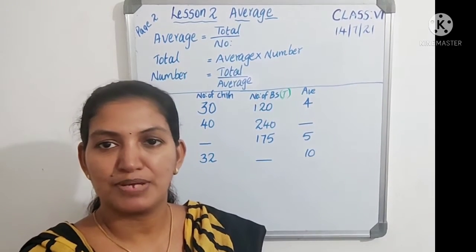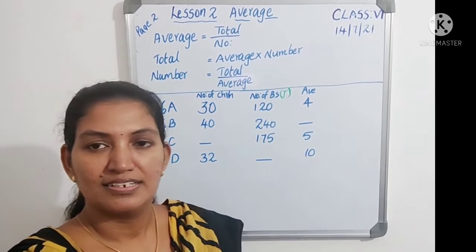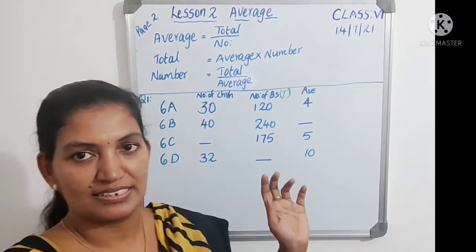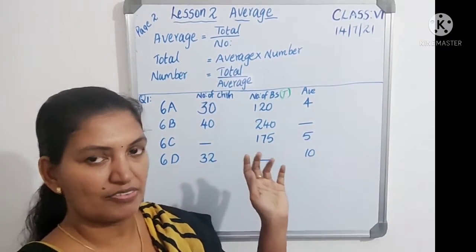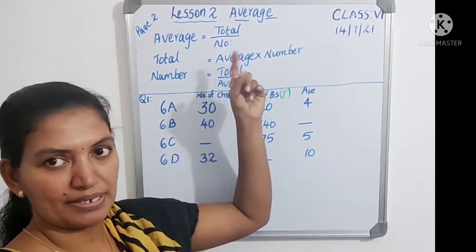Today, let us discuss page number 24 activities. Before that, let us revise the formula we studied in the last class. Our first formula is average. Average is equal to total divided by number.